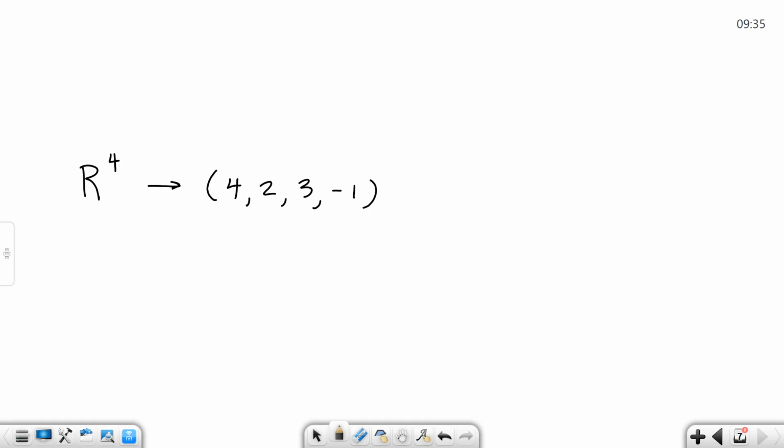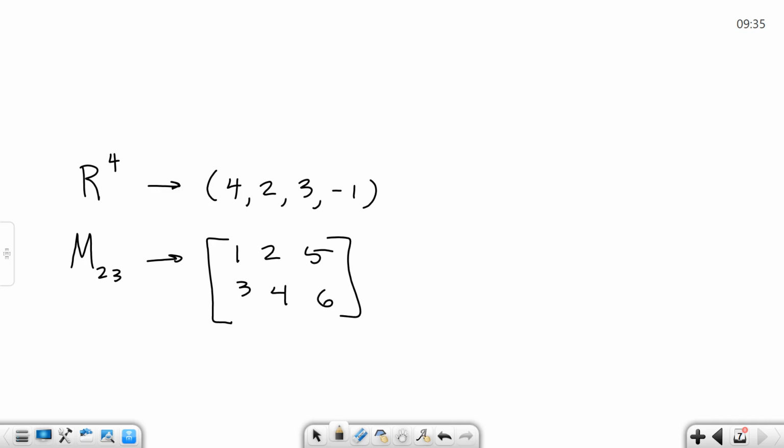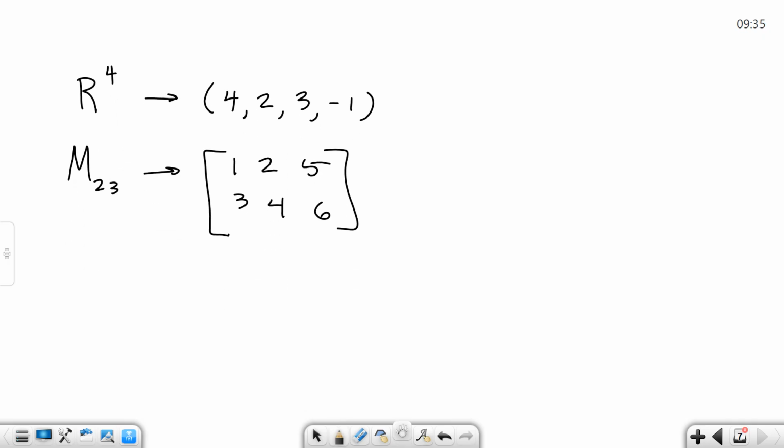Give me anything in M32. An element of M23 looks like this. It has 2 rows and 3 columns. I just picked random numbers to put in there. So that's something that's in M23. Now we haven't talked about P space yet. So an element of P2 looks like this.